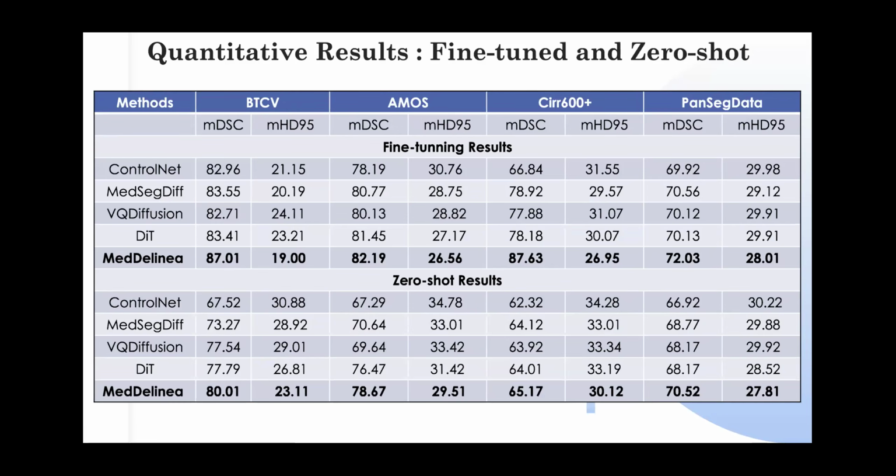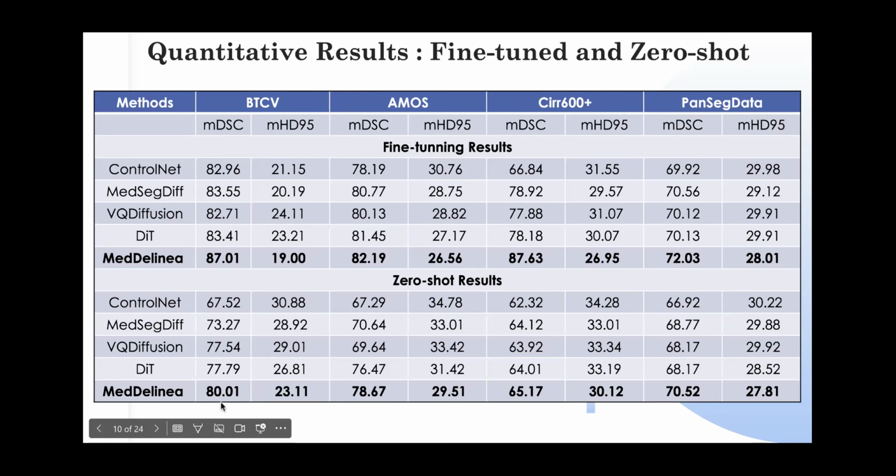MedDelina outperforms all the previous diffusion baselines, that is diffusion transformer, VQ diffusion, MedSegDiff, which is again one of the good baselines for medical diffusion in medical image segmentation. Then there is ControlNet, very, very famous ControlNet actually. So our method outperforms all the previous baselines.